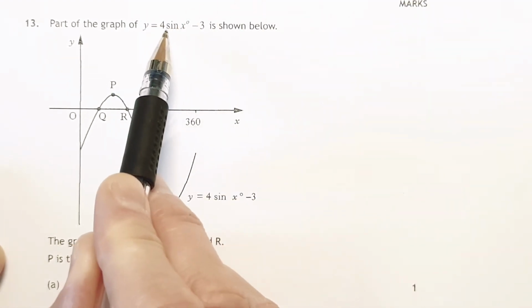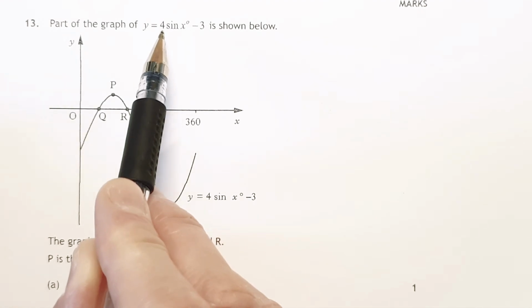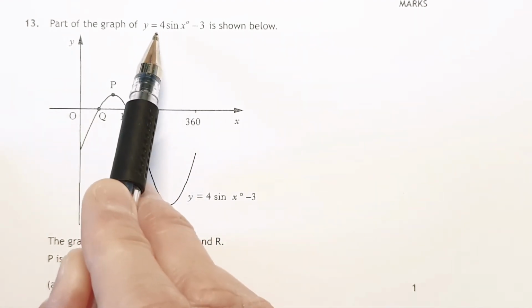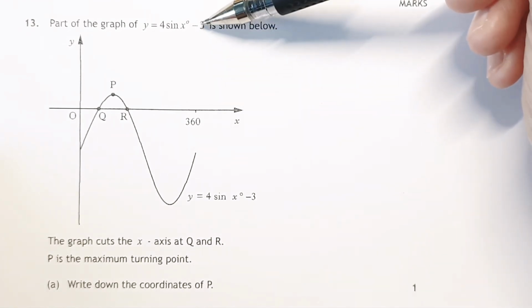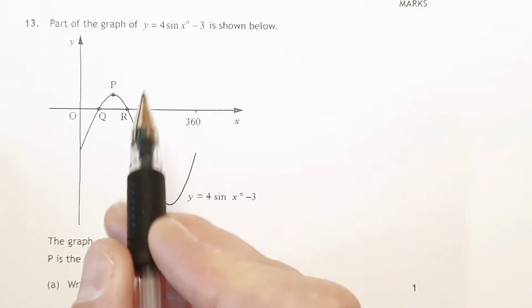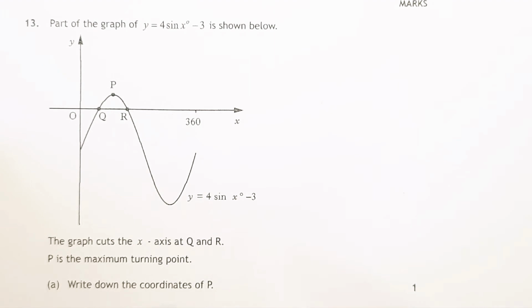Well, the graph of sine x, just straightforward sine x, has a maximum of 1. 4 sine x has a maximum of 4. And if we subtract 3, 4 minus 3 is 1. So the y value of P has to be 1.